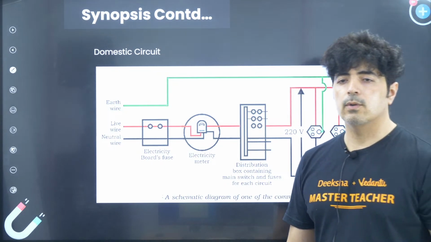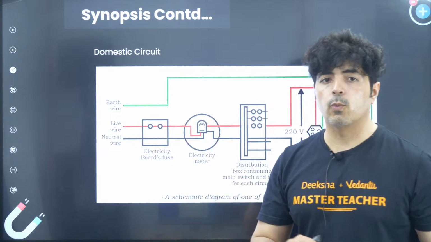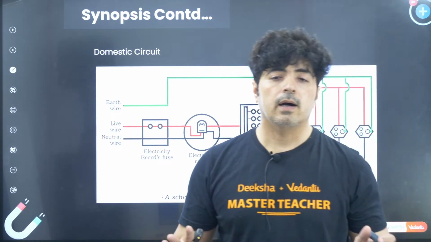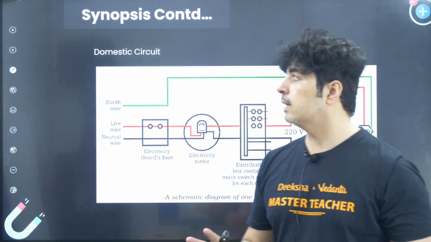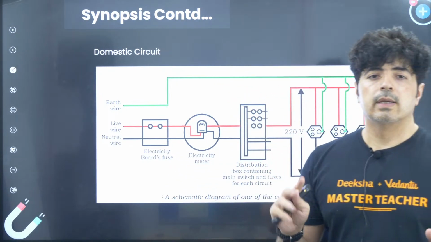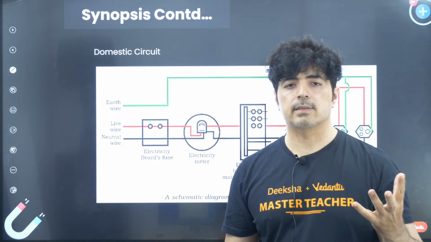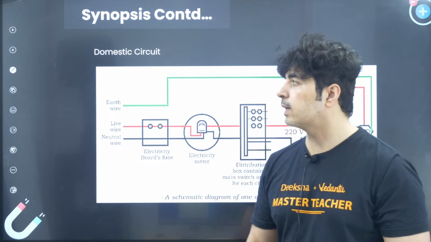All right. Now third is the earth wire. What is the job of the earth wire? The earth wire is a very important wire, guys. Why? See, what does earth do? It takes all the extra charge from the appliances. It takes away all the extra charge.